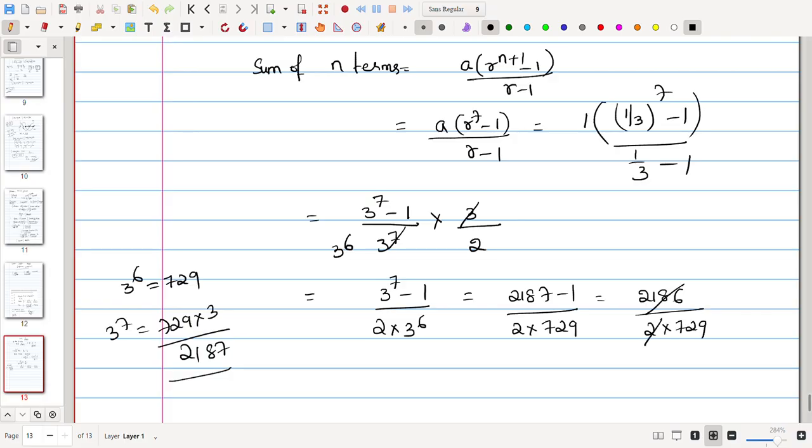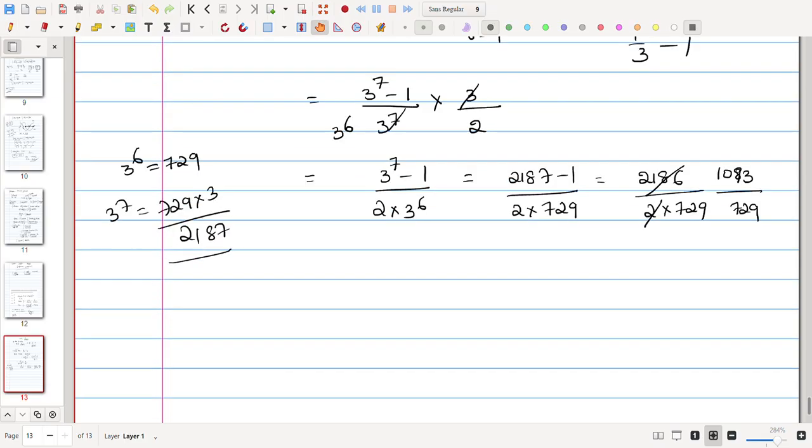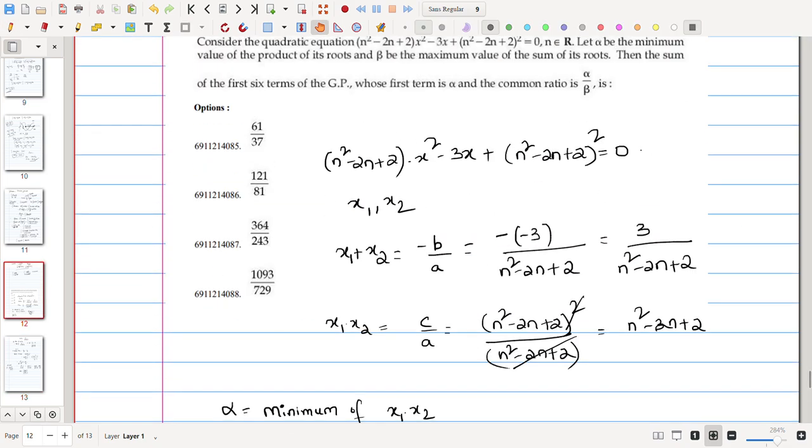Cancel 2 with 2. This is 1093 by 729. So what is the sum of the first 6 terms of the GP? The sum is nothing but 1093 by 729. This is the required answer for this question. So let's check the options. Option D is correct. Thank you.